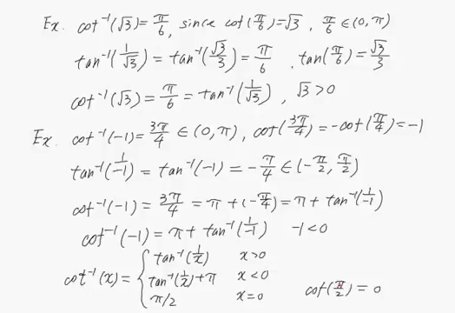Any question? And this is kind of tricky and confusing, so you must read this quite a few times and try to understand it. This is also an important relationship between the inverse cotangent of x and the inverse tangent of 1 over x, especially when x is negative. This inverse cotangent of x is equal to the inverse tangent of 1 over x plus pi.